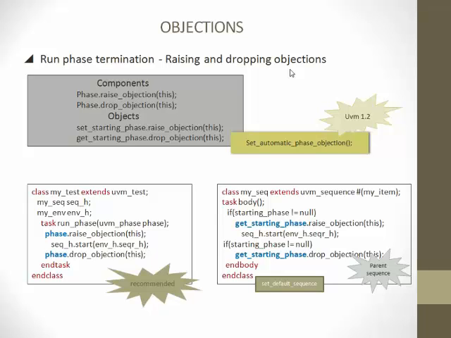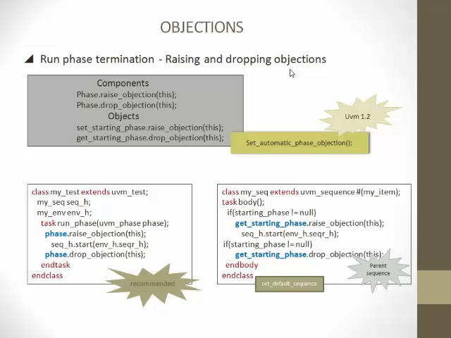We generally don't need this. If you really see, most of the time people think, okay, in the cookbook, in the user guide, or even in the forum, when you see sequences, you generally see raise objection, starting phase raise objection, starting phase drop objection, and you generally go and add them blindly, not realizing how much impact it has on the performance. Most of the time you don't need to raise and drop objections within the subsequences.